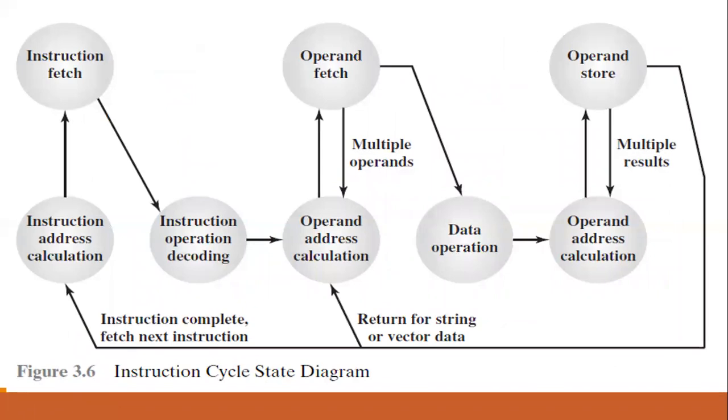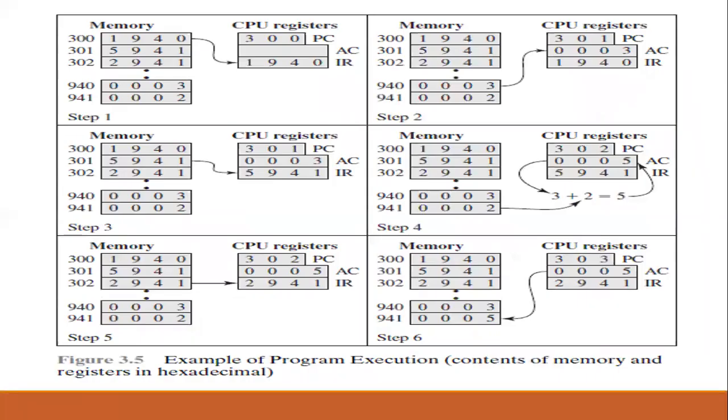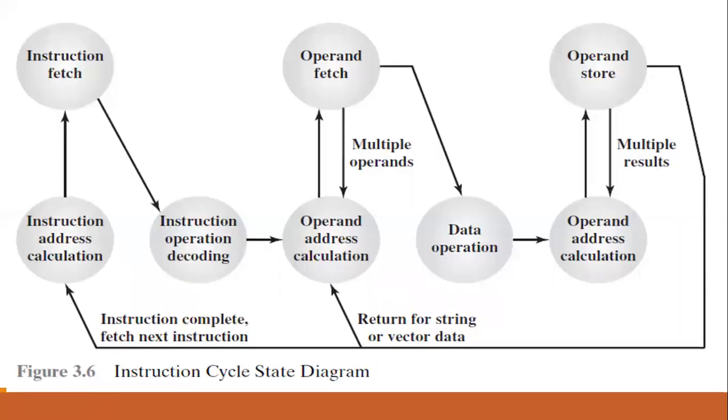Okay, now let's discuss the instruction cycle state diagram. In the last lecture, we discussed the instruction cycle, and I think there were only 3 phases, but this is a detailed instruction cycle. See, it starts from here, instruction address calculation. I hope you remember from our last slide that the instruction address is stored in your program counter register, the PC register. So from there, you have to calculate the instruction address. Then from that location, the instruction will be fetched. Then the next step is to decode the operation indicated in your instruction.